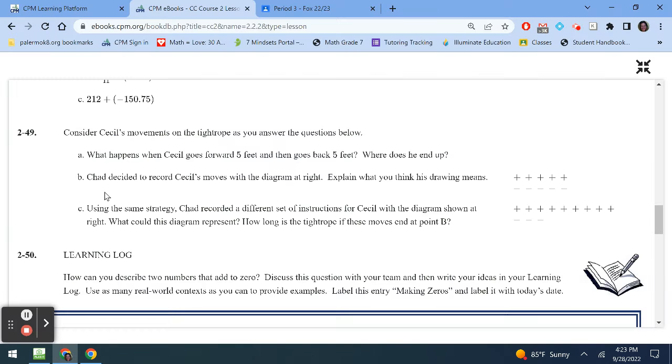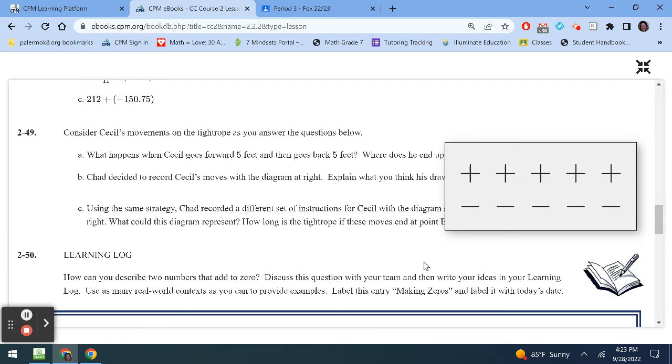Next, it says Chad decided to record Cecil's moves with the diagram at right here. Explain what you think his drawing means. So I'm going to go ahead and click that up a little bit. So what does his drawing mean? What are Cecil's moves?